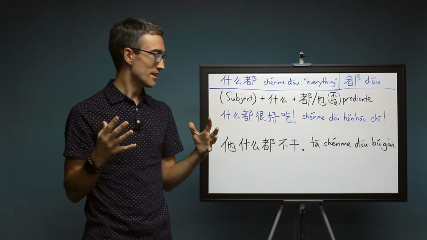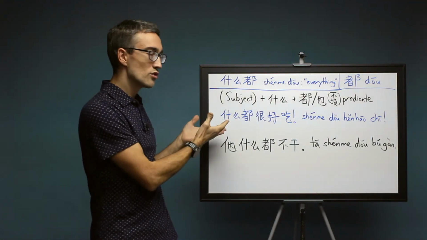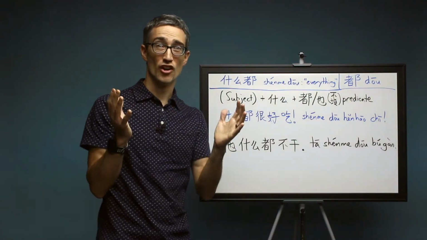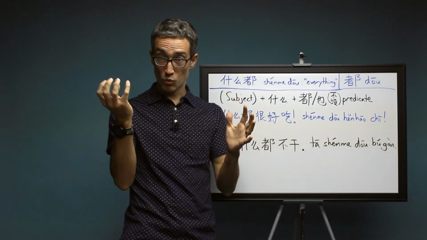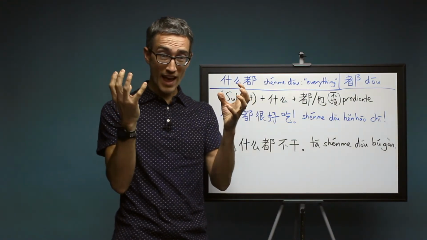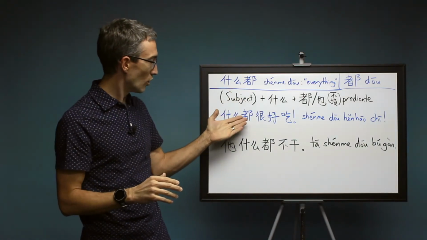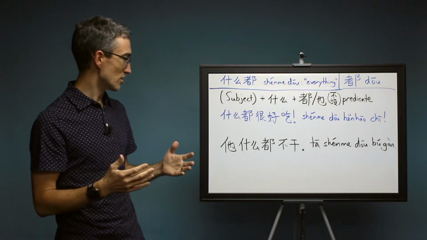How does that work? It's a statement with a question word, and the question word is being used in a statement to say whatever, talking about all things. So it's what, all, whatever, everything. Does that make sense? Everything 都很好吃. So everything is delicious or was delicious.